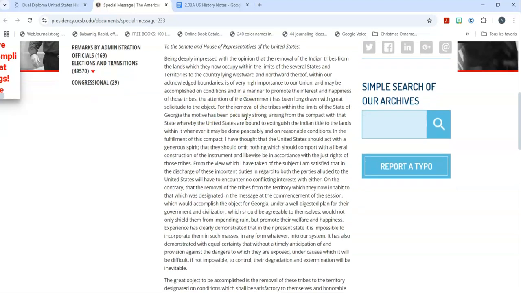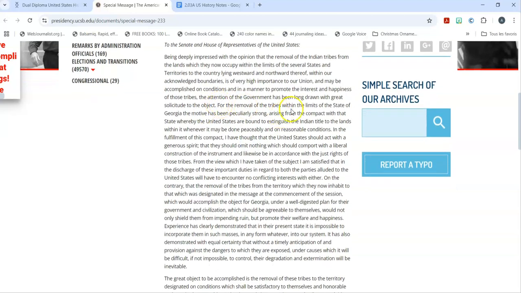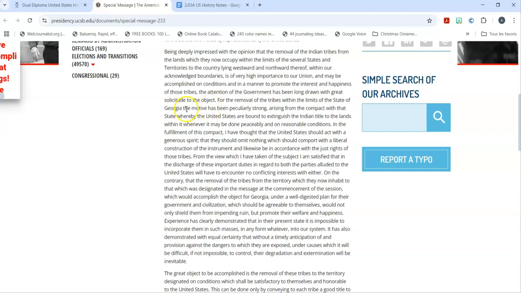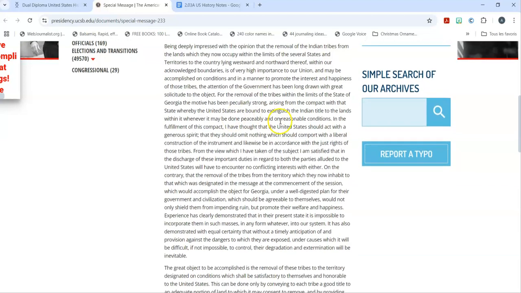For the removal of the tribes within the limits of the state of Georgia, the motive has been peculiarly strong, arising from the compact with the state whereby the United States are bound to extinguish the Indian title to the lands within it whenever it may be done peacefully and on reasonable conditions.